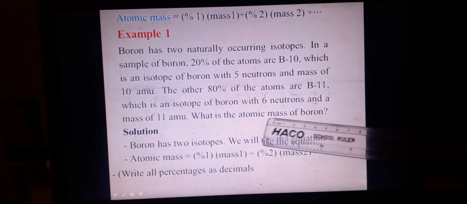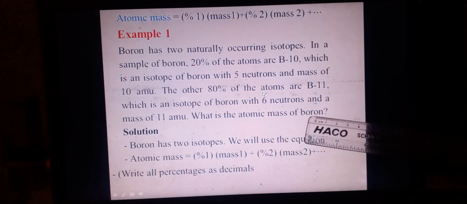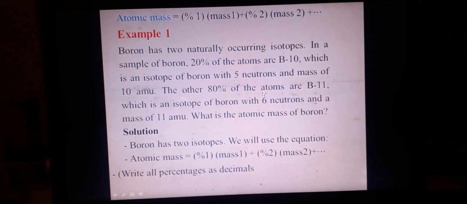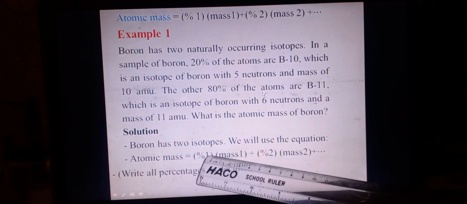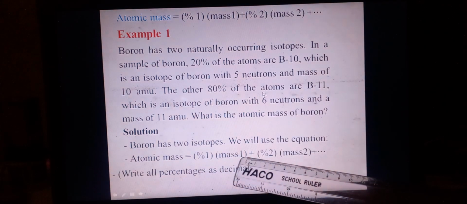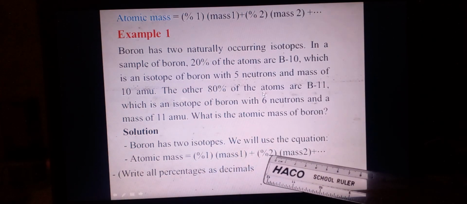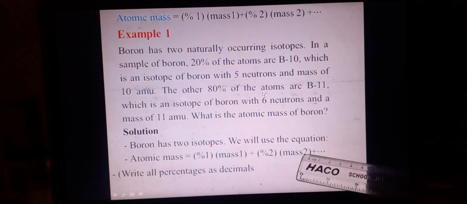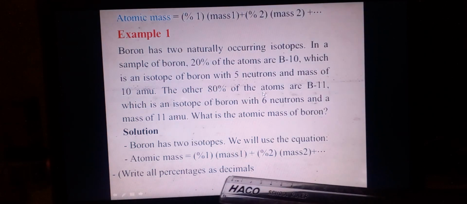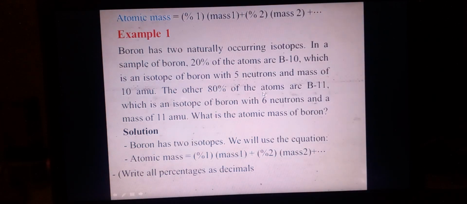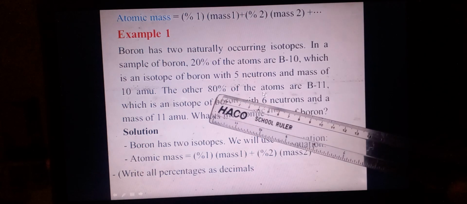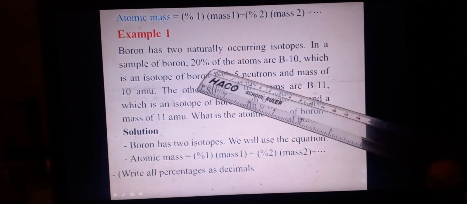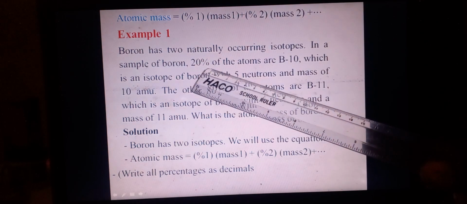They want you to work out the atomic mass of boron. Boron has two isotopes, so we apply that formula: percentage of isotope 1 times mass of isotope 1, plus percentage of isotope 2 times mass number of isotope 2. Then we write all percentages as decimals. So 80% will be 0.8, and 20% is the same as 20 over 100, which gives us 0.2.